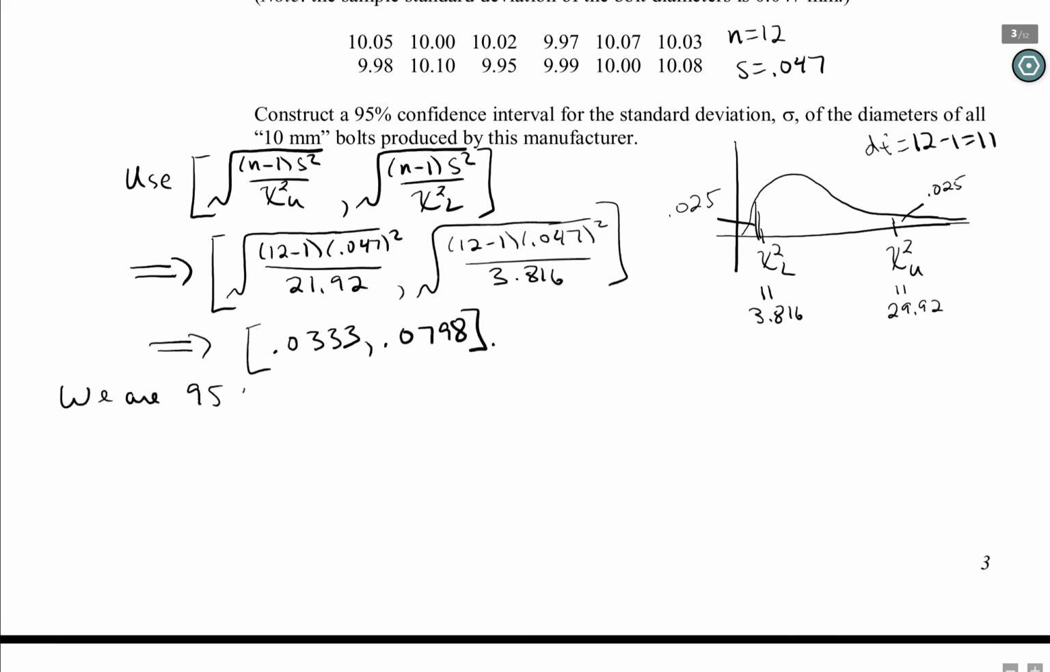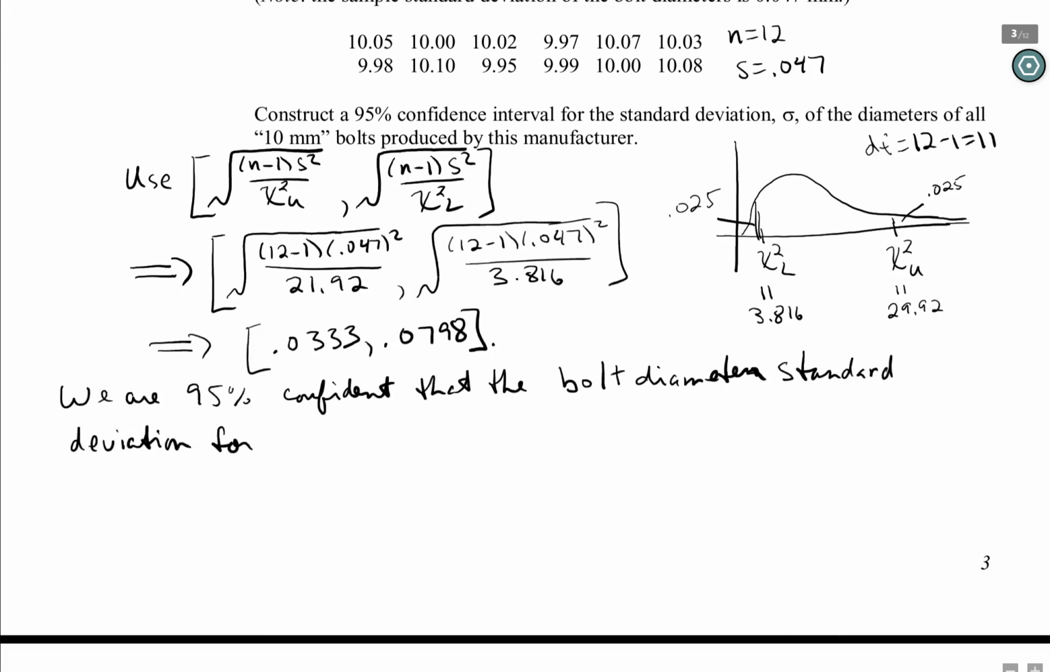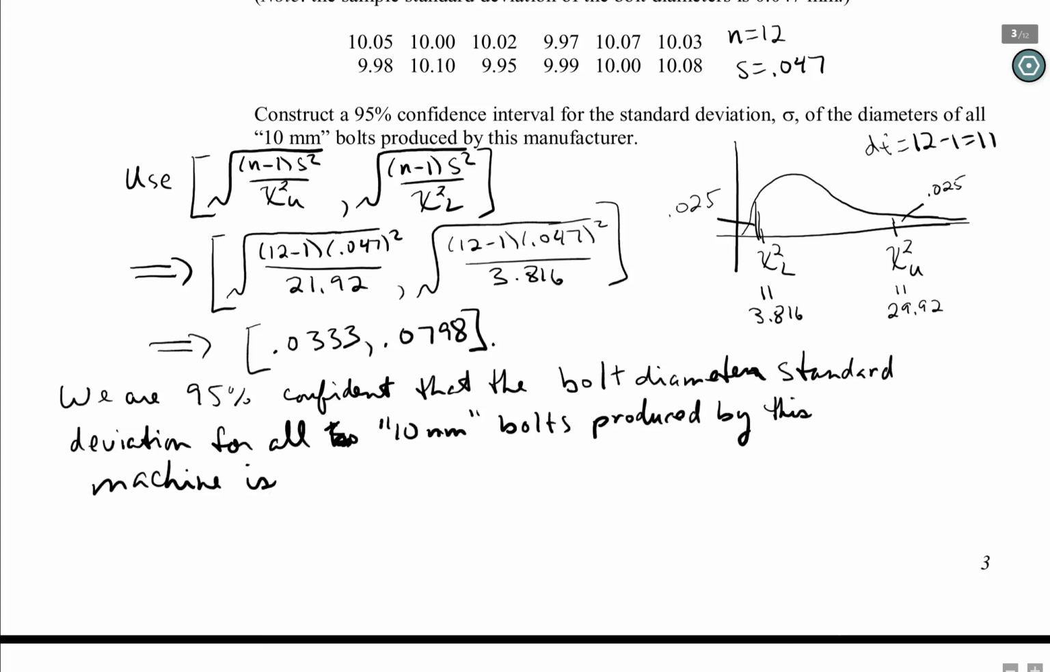And so, as an interpretive statement here, we are 95% confident that the bolt diameter standard deviation for all bolts, or, let me back up, for all quote-unquote 10 millimeter bolts produced by this machine, is between 0.0333 and 0.0798 millimeters. Okay, that's our interpretive statement.